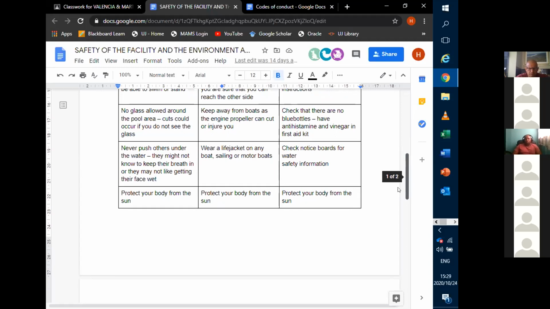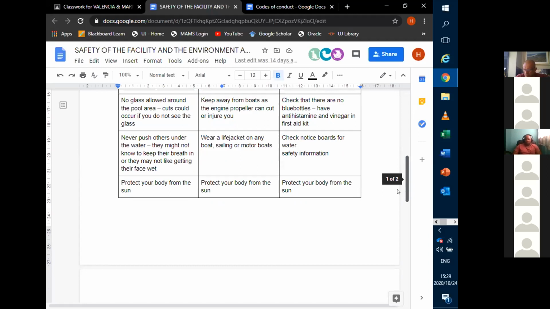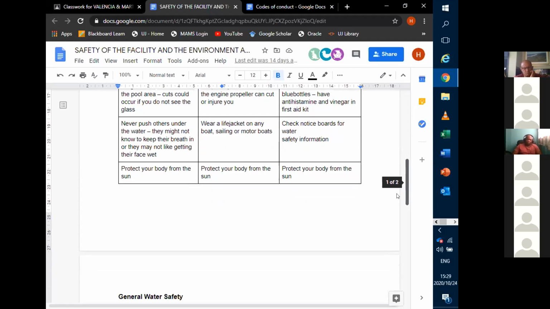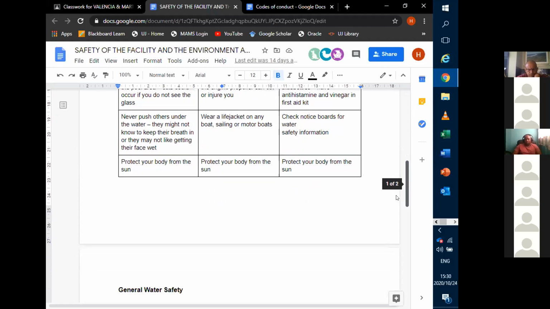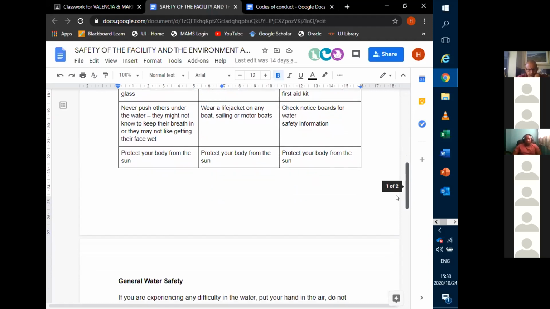Never push others under the water. Wear a life jacket on a boat. Check notice boards for water safety. Protect your body from the sun. That's important for everyone, especially in South Africa, where we have a sun that burns us extremely.